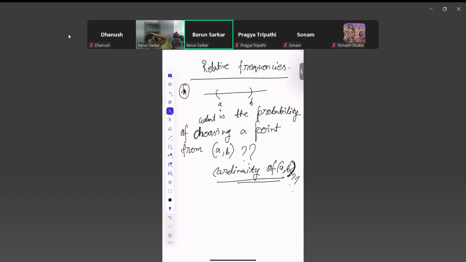What is the cardinality of AB? The infinite, sir.